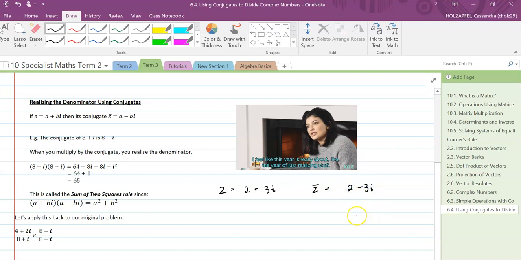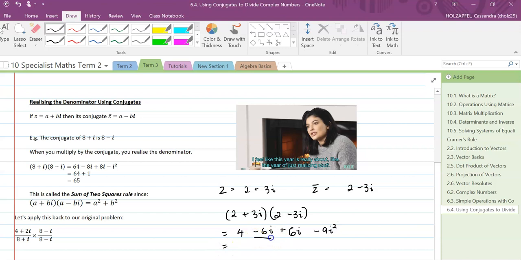So why is this going to work? Why does multiplying by the conjugate actually end up realizing the denominator? I'll show you. So if I had 2 plus 3i, and some of you who are pretty confident with your difference of two squares rule may already see where I'm going with this, multiplied by 2 minus 3i, that is going to be equal to 2 times 2, which is 4, 2 times negative 3i, plus 2 times positive 3i, and then minus 9i squared.